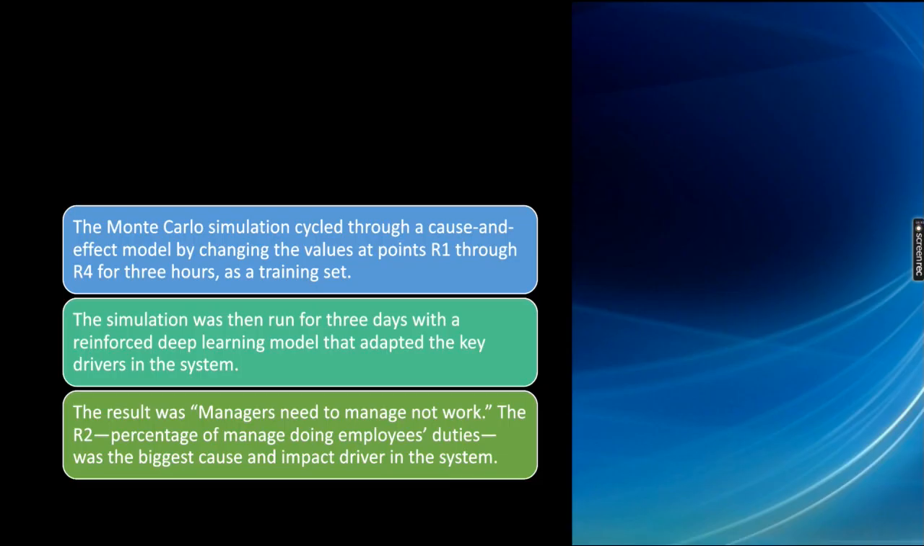Then the Monte Carlo simulation cycled through a cause and effect model by changing the values at points R1 through R4 for 3 hours. As a training set, the simulation was then run for 3 days within a reinforcement deep learning model that adapts the key drivers in the system. The result was: managers need to manage, not work. The R2 percentage of managers doing the employee duty was the biggest cause and impact driver in the system. So if this is identified, then managers should be given only the task of managing. They should not be doing the task of workers.